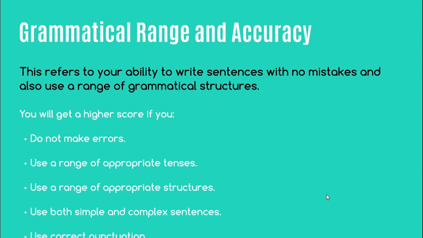Let's talk about grammatical range and accuracy. You will get a higher score if you don't make any errors, use a range of appropriate tenses, use a range of appropriate structures, use both simple and complex sentences, and use correct pronunciation.